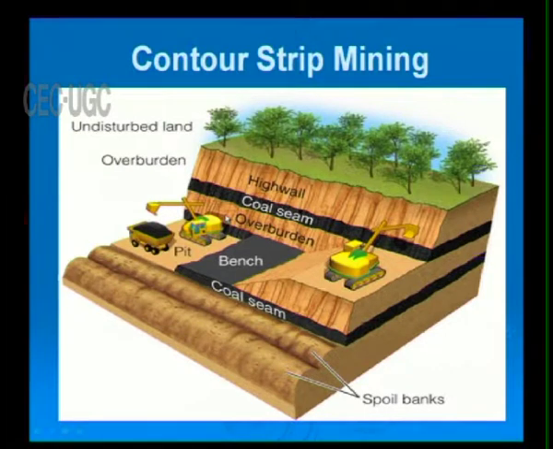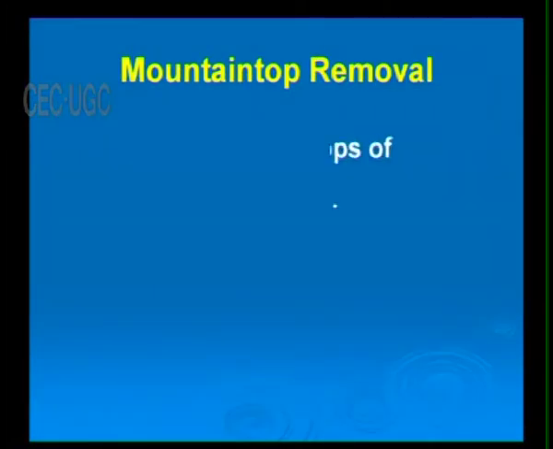And now, what is the problem? After the mining or during the mining also, a lot of dust forms, and this point is called the high wall, and under that there are spoil banks. That means these are the waste material or the rubble, and therefore at any point of time they may erode. So, this is a problem with contour strip mining.